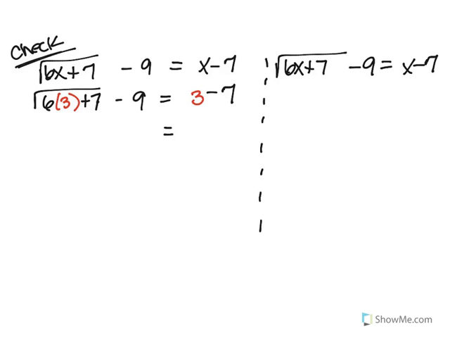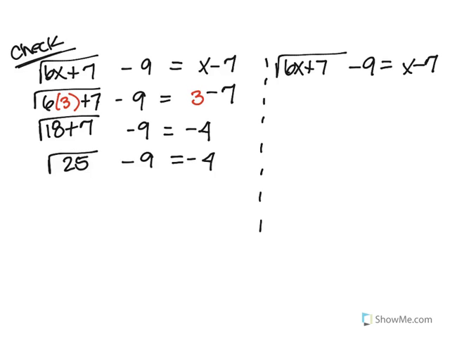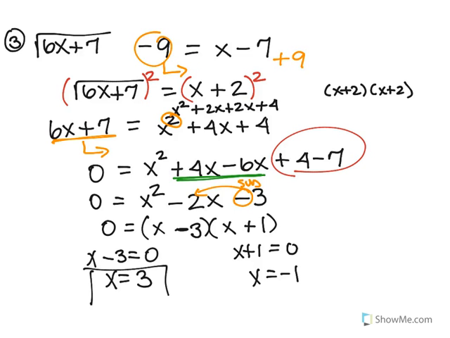okay, that's going to be equal to a negative 4. So under this radical, you got 18 plus 7, which is what? 25, ain't it? And what's the square root of 25? And what's 5 minus 9? Negative 4. So does 3 work? Yep, 3 works.